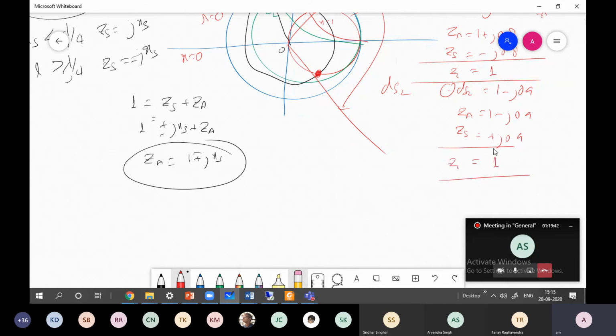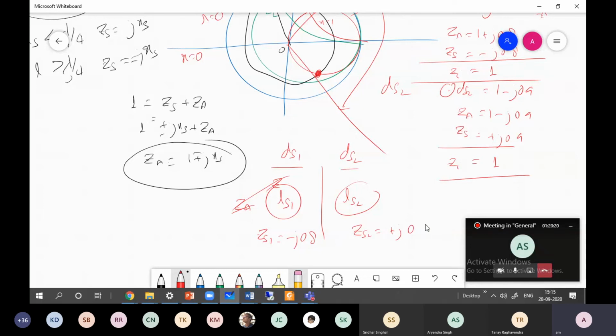Now what is your task? Your task is to get the value of Z. You are able to calculate ZS, meaning DS1 and DS2, then you will get ZA. From DS1 and DS2 known to you, you have to find out LS1 and LS2, that is the length of the stub. For that, you know the value of ZS1, that is minus j0.8, and here ZS2 is plus j0.9.